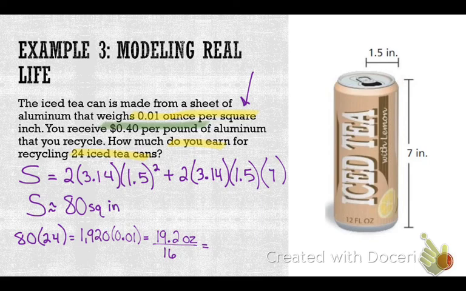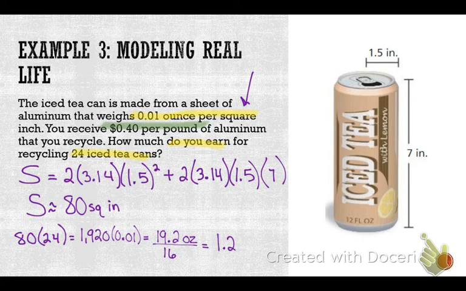All right, you see how I'm saying, I'm just going to have to tell you, but maybe next time you could do some of it. So what is 19.2 divided by 16? 1.2. Finally, this is how many pounds. I calculate all my square inches, and I know how many pounds of can aluminum I have.